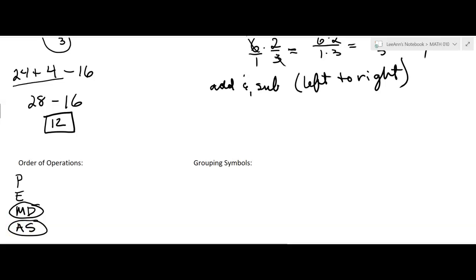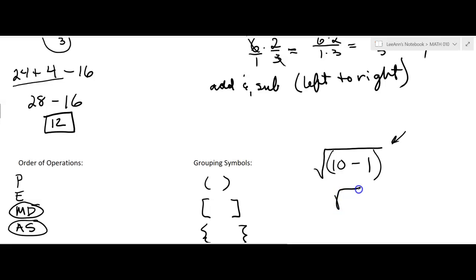Now grouping symbols, you could have parentheses. That's what we do for P, but you could also have brackets, or you could have braces, okay? So sometimes you'll see those different grouping symbols. Also, you could have something like, what's the square root of 10 minus 1? Now, there's no grouping symbol there, but see how the 10 minus 1 is all under that square root symbol? That means it's like parentheses there. You've got to do the 10 minus 1 and get the square root of 9, and then that's going to be 3. Okay, so sometimes it'll group like that.